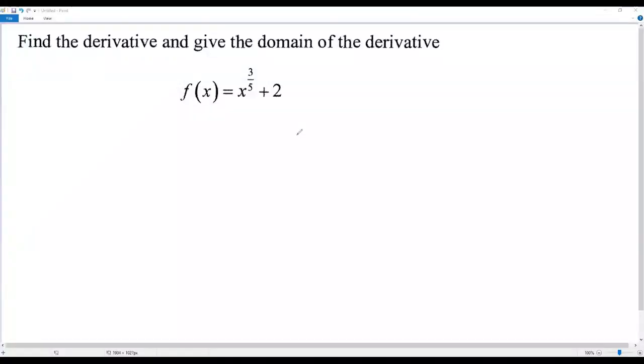Here we have a problem on derivative. We have to find the derivative of the given function, and also we have to give the domain of the derivative. Finding the derivative of this function is pretty simple. You just have to use the power rule of derivative.